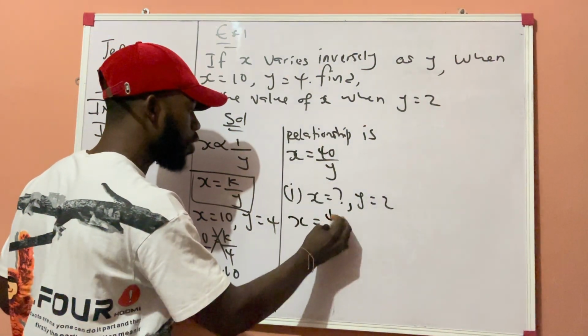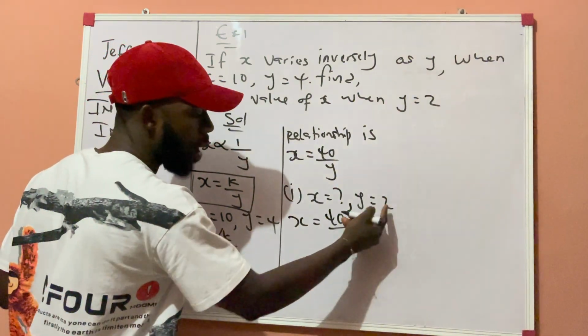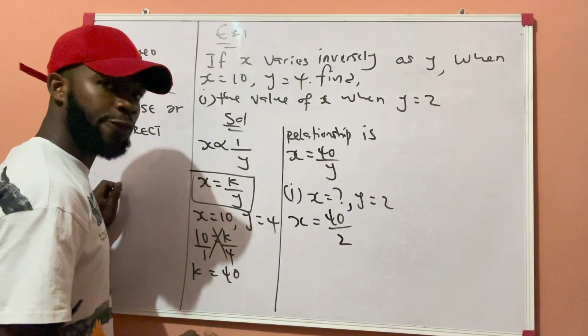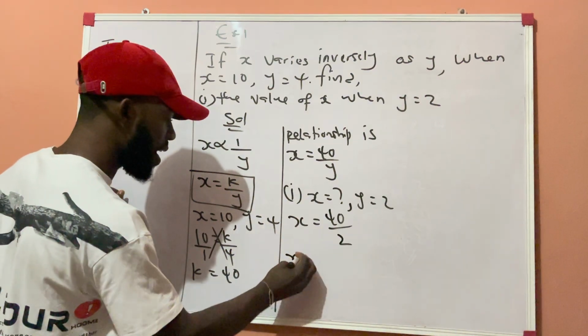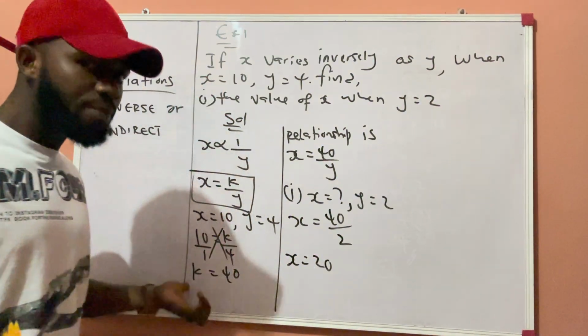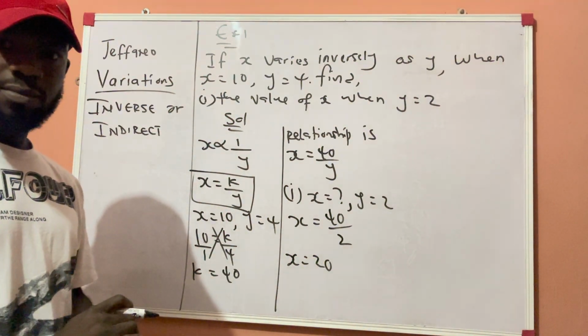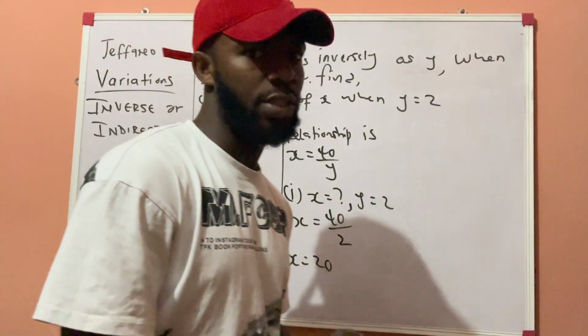Now, here becomes 40 over. Anywhere I see y, what do I give now? 2. Now, class, 40 divided by 2 will give us 20. It means x is equal to 20. Example number 1. Now, this is as simple as ABCD.